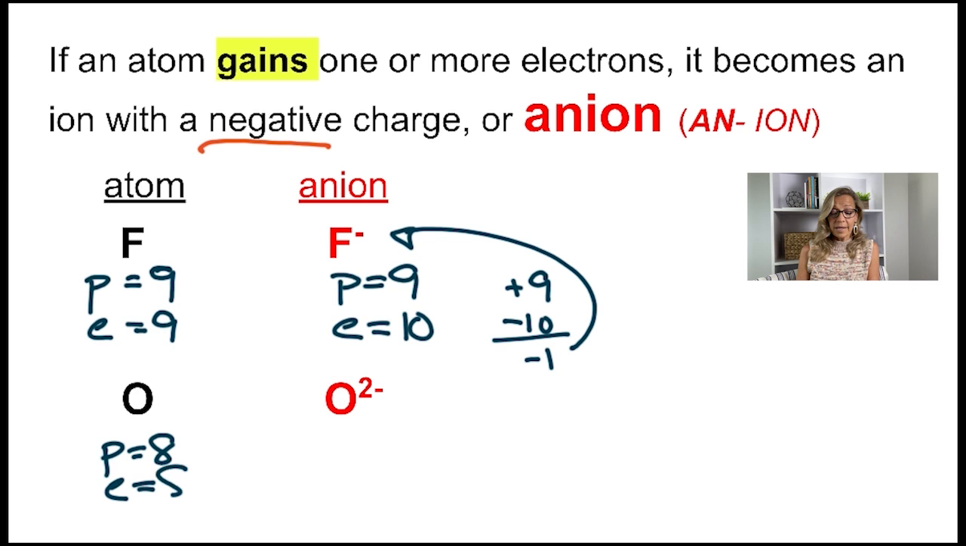All right, oxygen is atomic number 8. So I've got 8 protons and 8 electrons for my oxygen atom. And then what about this oxide anion? Well, it's oxygen, so I still have 8 protons. And then what about the electrons? It's got how many extra? 2 extra. So it's got 10 electrons.